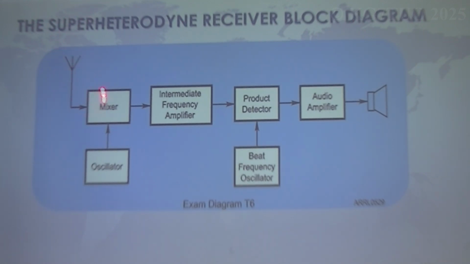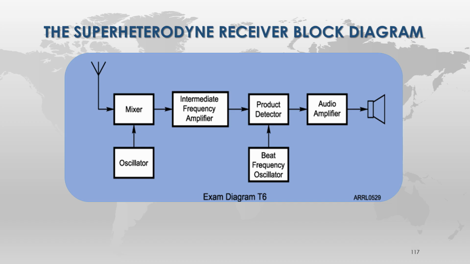So the signal comes in here, a billionth of a volt, hits a mixer. The oscillator is applied to the mixer. The product of the mixer and the oscillator working together puts out to an intermediate frequency amplifier, which then goes to a product detector that is working with a beat frequency oscillator that then spits out the audio through an amplifier. Clear as mud, right? Yep.